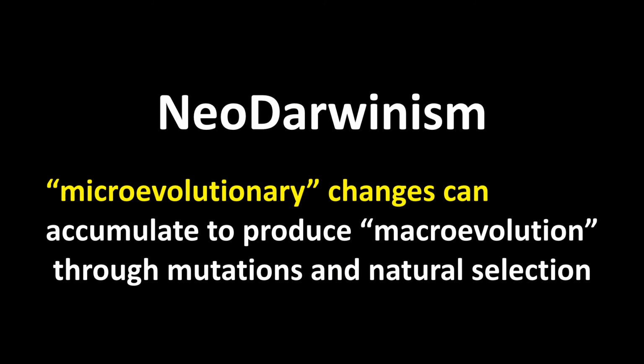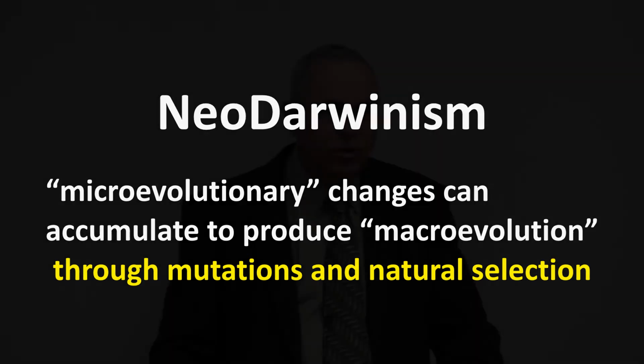Neo-Darwinism then came into play. And Neo-Darwinism started looking at the idea of mutations. So whenever you see the word Neo-Darwinism, what you're looking at is Darwin plus mutations, because Darwin never mentioned mutations in his book. He didn't understand, or didn't realize, that mutations could cause change. And so what the neo-Darwinist says is microevolutionary changes can accumulate to produce macroevolution through mutations and natural selection. So now natural selection had its engine, so to speak. Now you've got a mechanism for natural selection to occur.